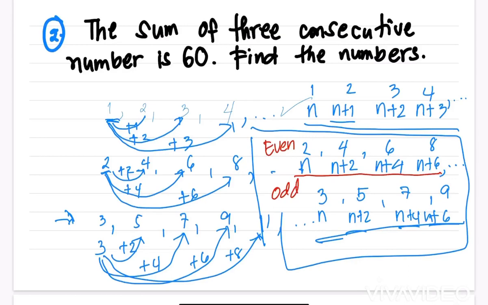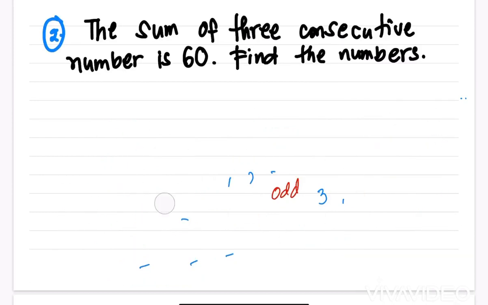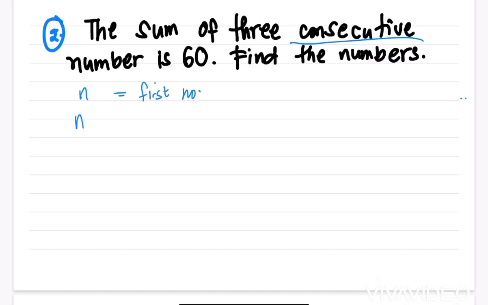Now, let's go back to the problem. In the problem, we are asked to find the 3 consecutive numbers whose sum is equal to 60. So we don't know what those numbers are, so we let n be equal to the first number. In consecutive numbers, as I explained a while ago, in order to get the next number, we need to add 1. So that will be the second number. And to get the third number, we need to add 2. So that's the third number.